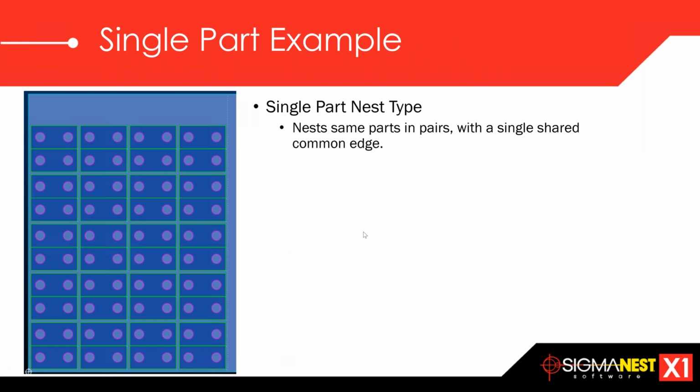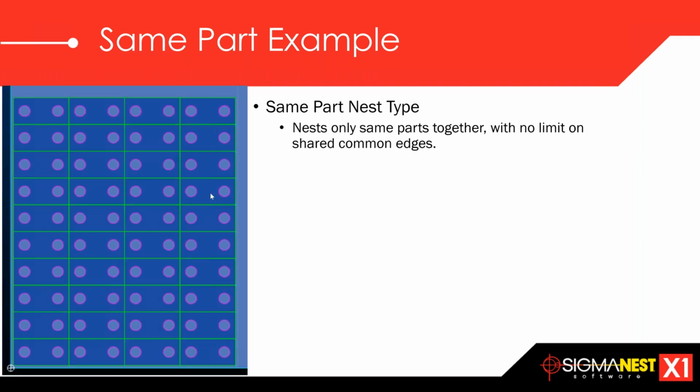So the first example is going to be the single part nesting. Within the display here, we have a single part that's using a common edge off of one edge and mirrors it, or buddies it up, to that same edge within the same part. The other sides of the parts are using the normal part spacing that is put into the part clearance distance.